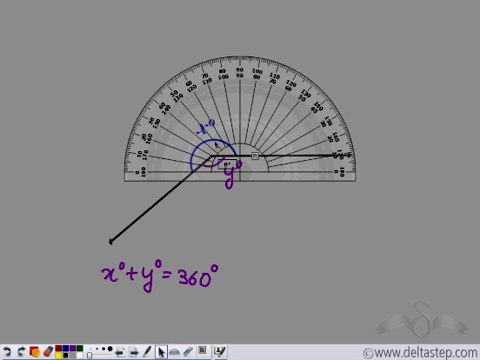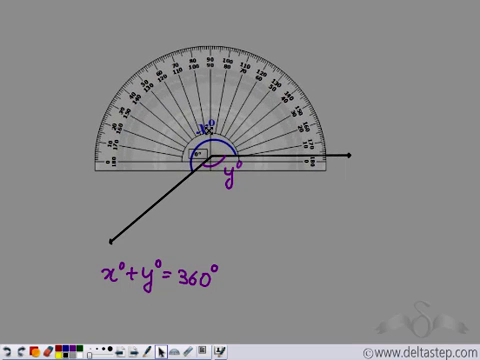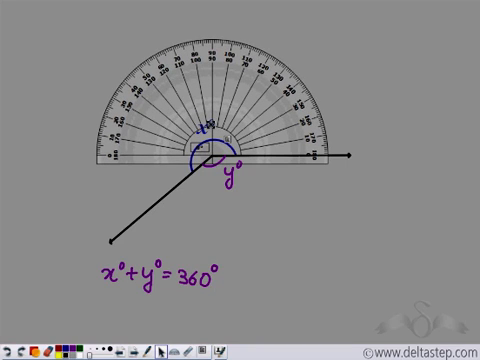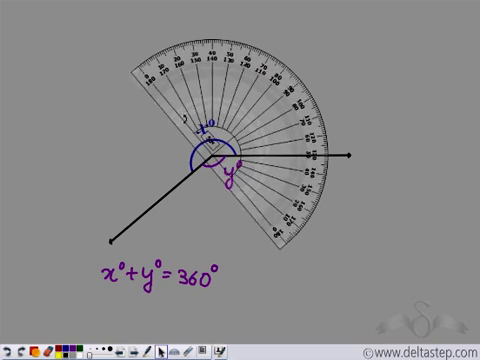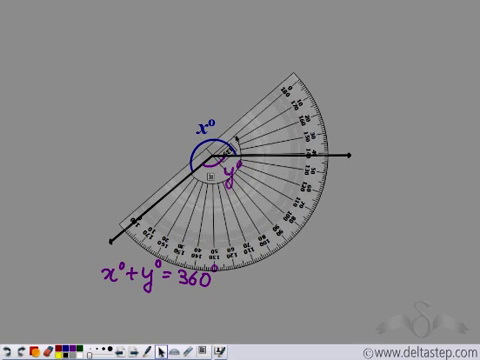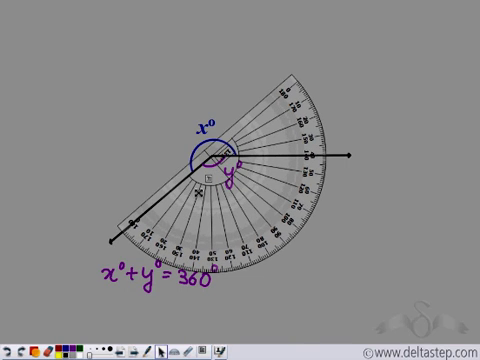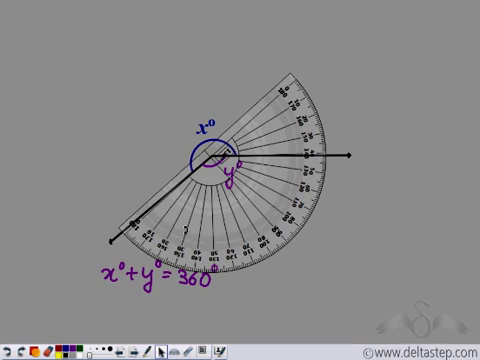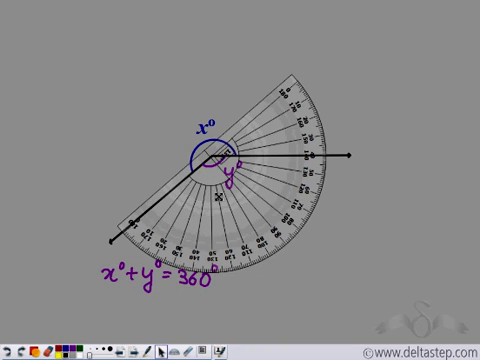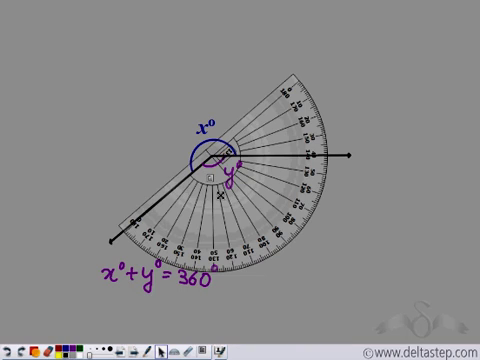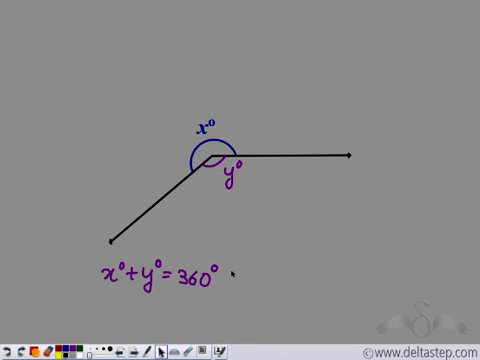We take this protractor. We make its center coincide with the vertex of this angle. And now, one of the arms has to be at 0. So we make this arm lie on the 0 of the protractor. Now, we need to see where the other arm lies. It's still not on the 0. We see that the other arm corresponds to 140 degrees, because starting from here, we go all the way to 140 degrees. So we can say that angle y measures 140 degrees.